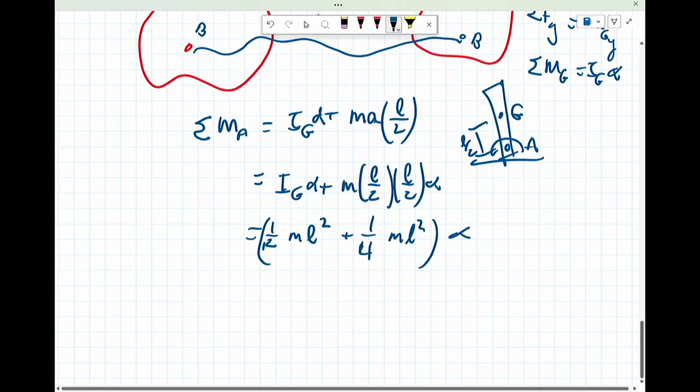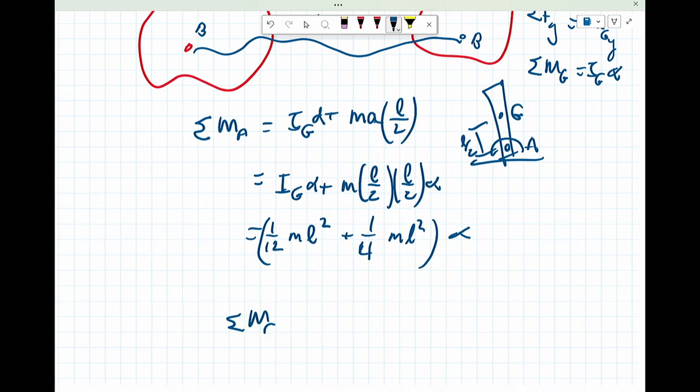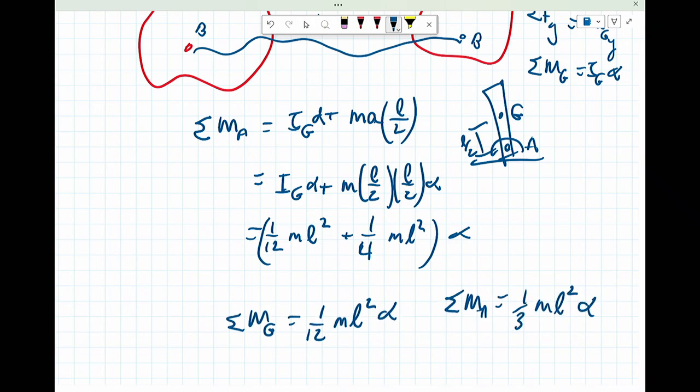So sum of moments about G, in this case, would be 1/12 m L squared alpha. Sum of moments about A are 1/3 m L squared alpha. All you're doing with the parallel axis theorem, as long as you don't have slip and you don't have a weird acceleration or anything, is just translating a linear acceleration and making it into a moment, and from that, extracting out terms. So sum of moments about G, sum of moments about A.